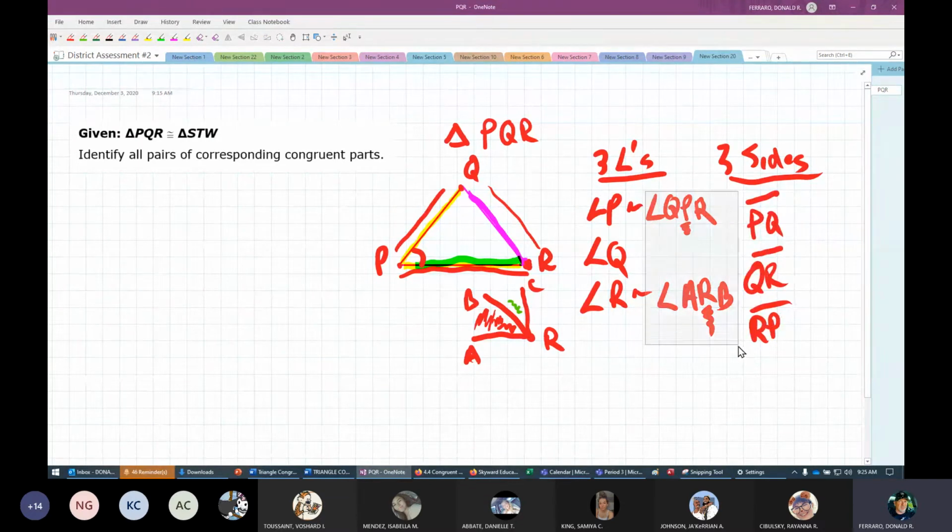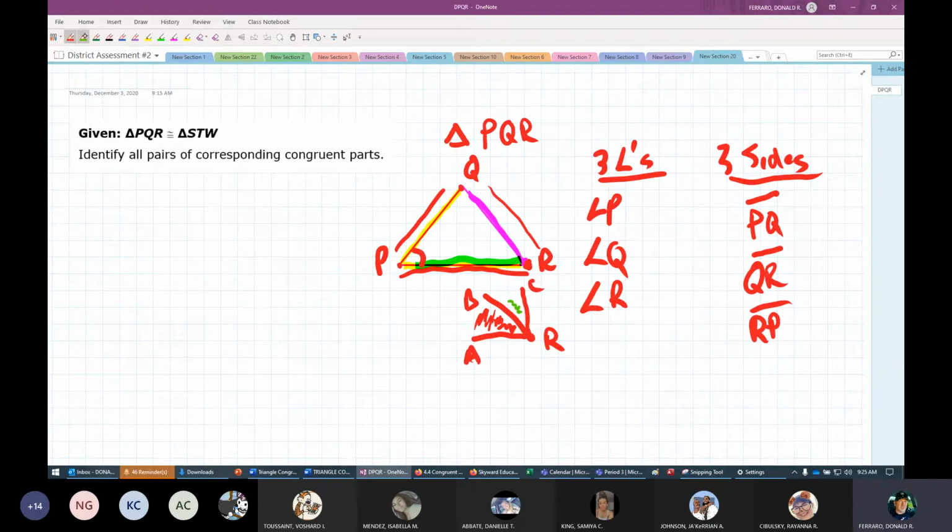So that's the way we name the parts of triangles. We've got angle P, angle Q, and angle R in dark green. Then I've got side PQ, which I'll mark with three black lines: one, two, three. Then I've got QR, which I'll do with two blue lines. And then I've got RP, which I'll do in purple, with just one line.